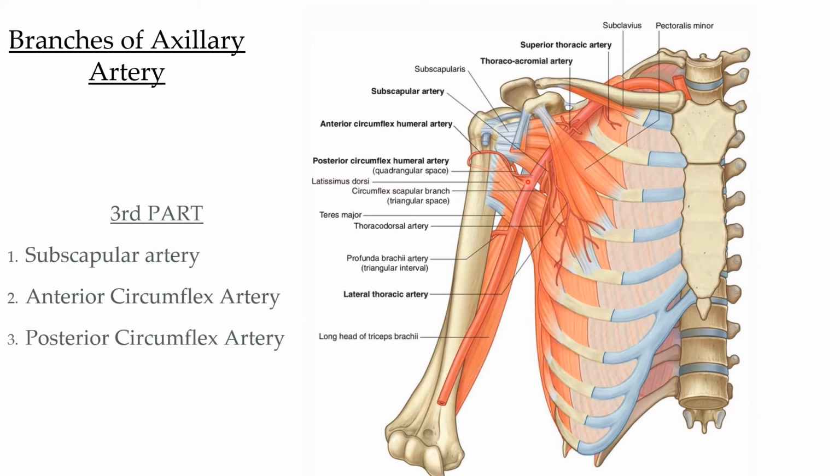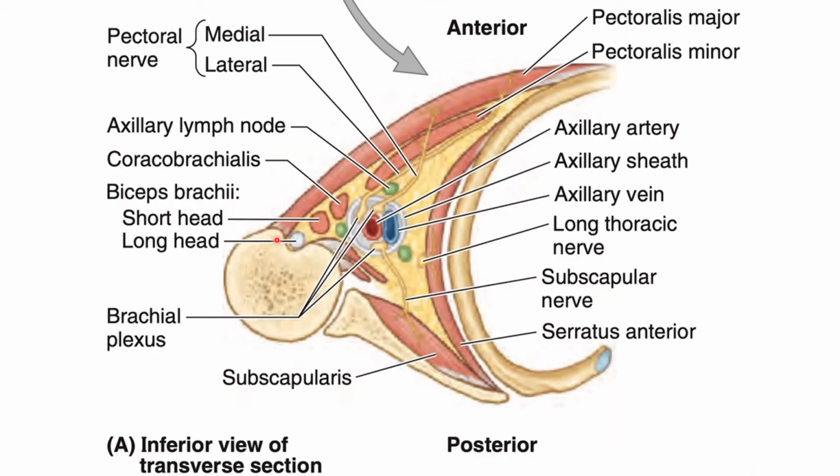The posterior circumflex humeral artery is larger than the anterior circumflex artery. It winds round the surgical neck of the humerus with the axillary nerve by passing through the quadrangular space. This artery winds round the surgical neck by coming in posterior relation to the surgical neck of the humerus. It provides arterial blood supply to the shoulder joint, deltoid muscle, teres major, teres minor, and triceps brachii muscle.